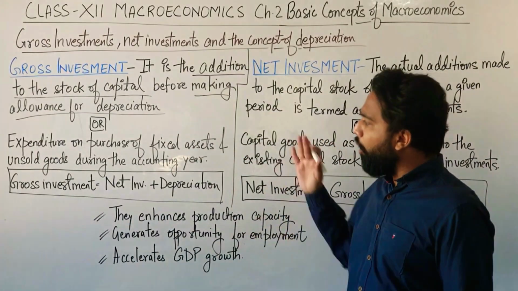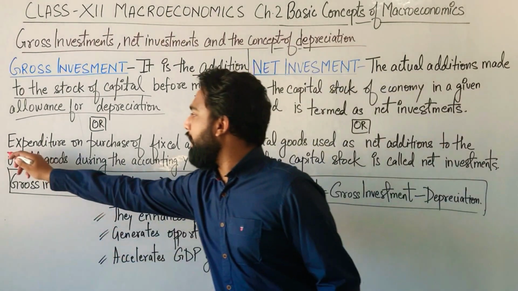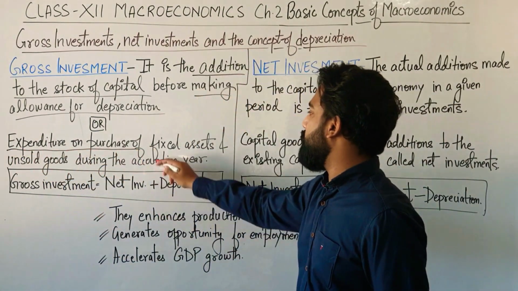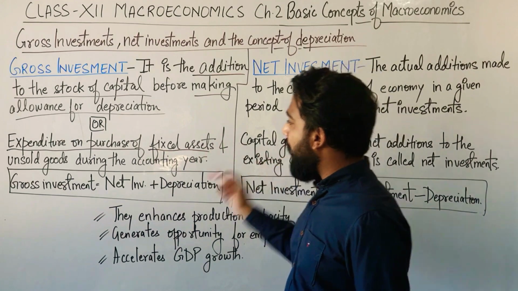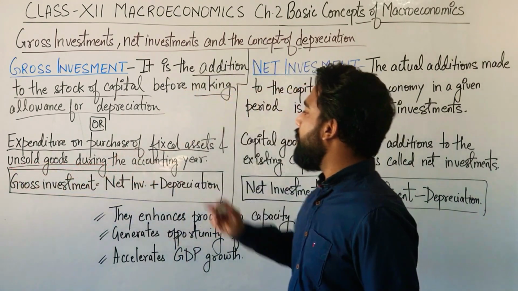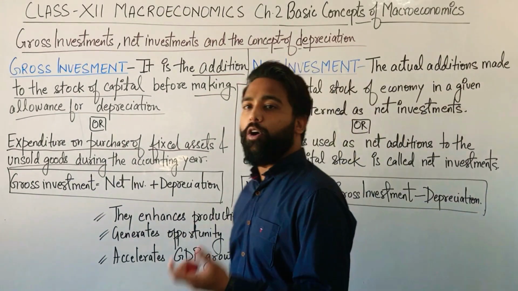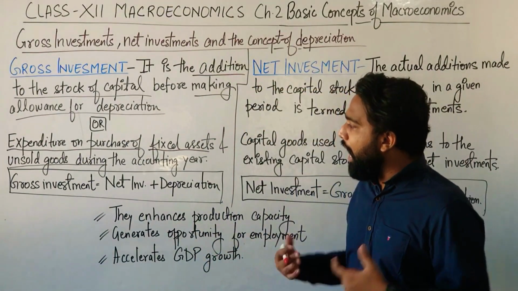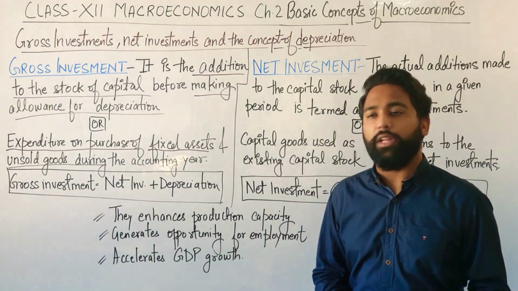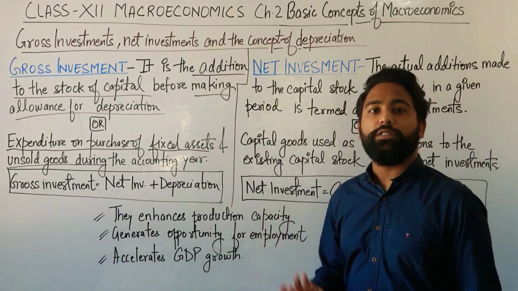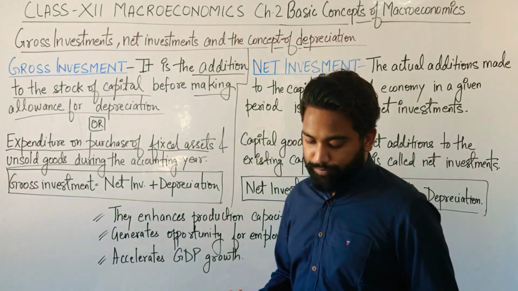Is that clear? Or we can also say that the expenditure on purchase of fixed assets and on the unsold goods during the accounting year is known as gross investments. Is that clear?